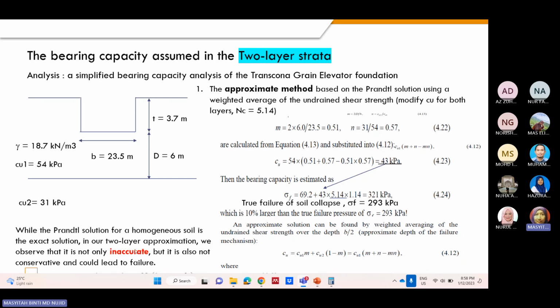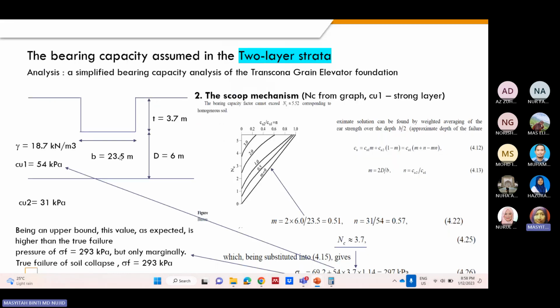What can be concluded is that the primary solution for a homogeneous soil is the exact solution, but not for the two-layer strata. It is observed that it is not only inaccurate, but also not conservative and could lead to failure. This is why, for two-layer strata, the primary failure mechanism is not suitable. Therefore, you need to go to the second failure mechanism, the scoop failure mechanism.